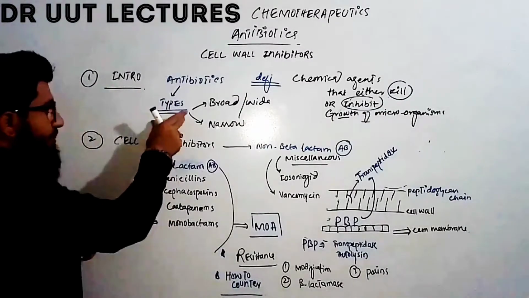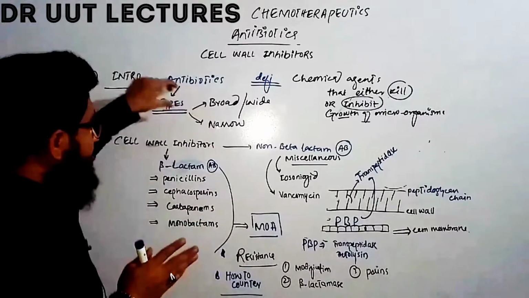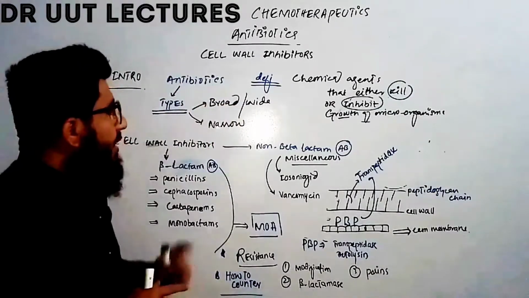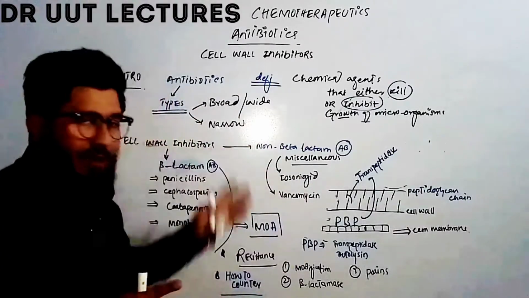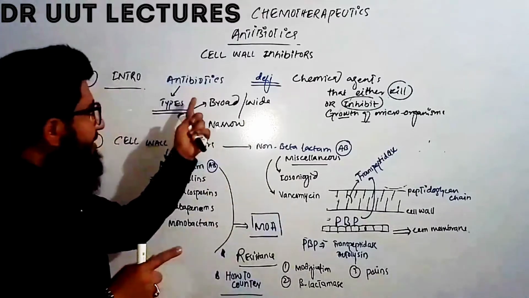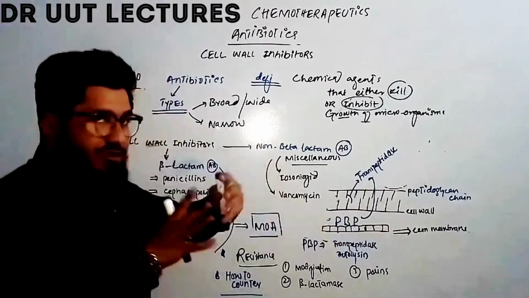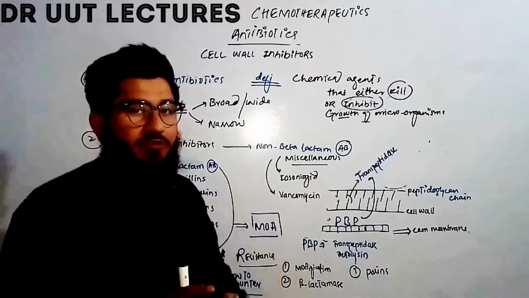Now the next point is the types. We have two types of the antibiotics: broad spectrum antibiotics and narrow spectrum antibiotics. These broad spectrum are also known as the wide spectrum antibiotics. This is about a range, means antibiotics that are covering a broad range or a wide range of microorganisms, and narrow are covering the small range of microorganisms.